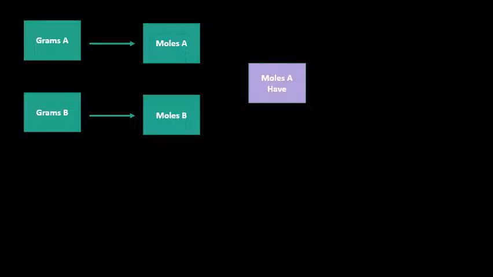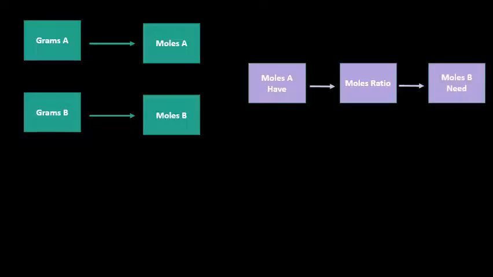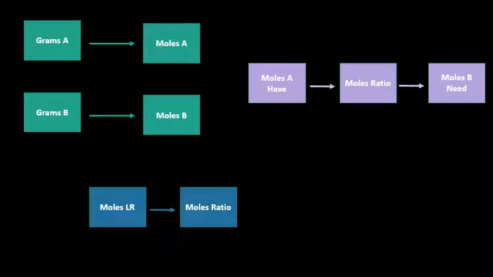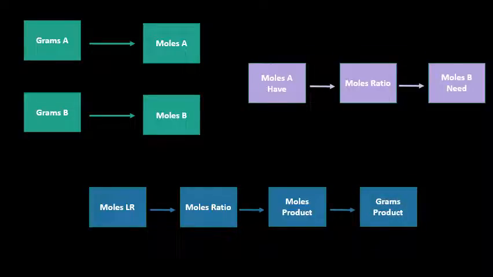Just to recap what we did, you started off with grams of one of the reactants and converted that to moles of the same reactant. Then you took the grams of the other reactant and converted that to moles. Now that you have moles of both reactants, pick one. It doesn't matter. I just chose A for this one. And using a mole ratio, I was able to figure out how many moles of B, the other reactant, I would need. I'm going to compare that to the amount of moles I originally had, and that'll tell me which one of these is the limiting reactant. Then you take your moles of your limiting reactant, convert that using the mole ratio to the moles of the product that you're after, and then that'll give you your grams of product.